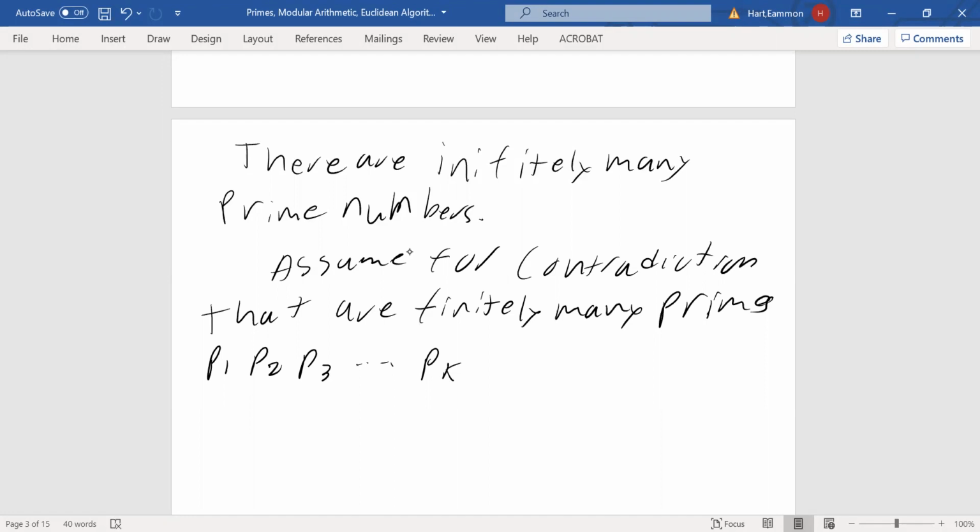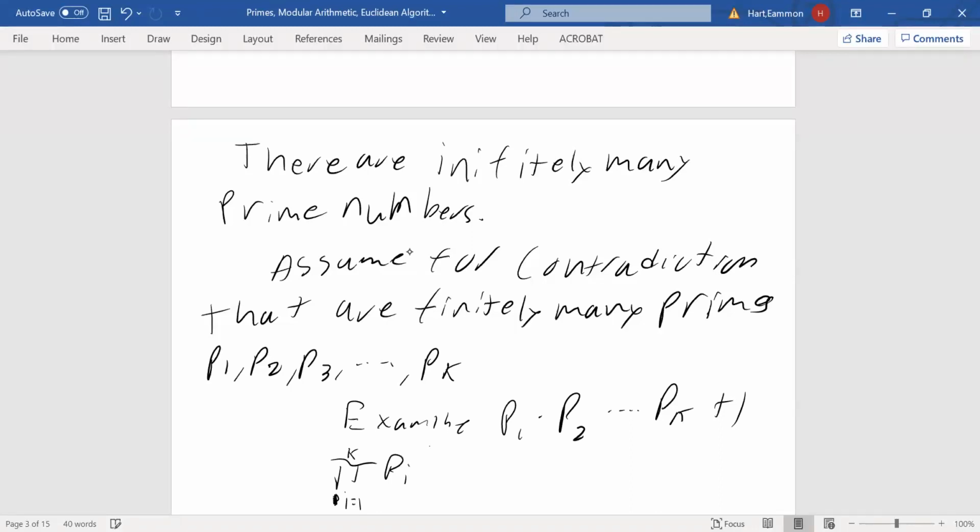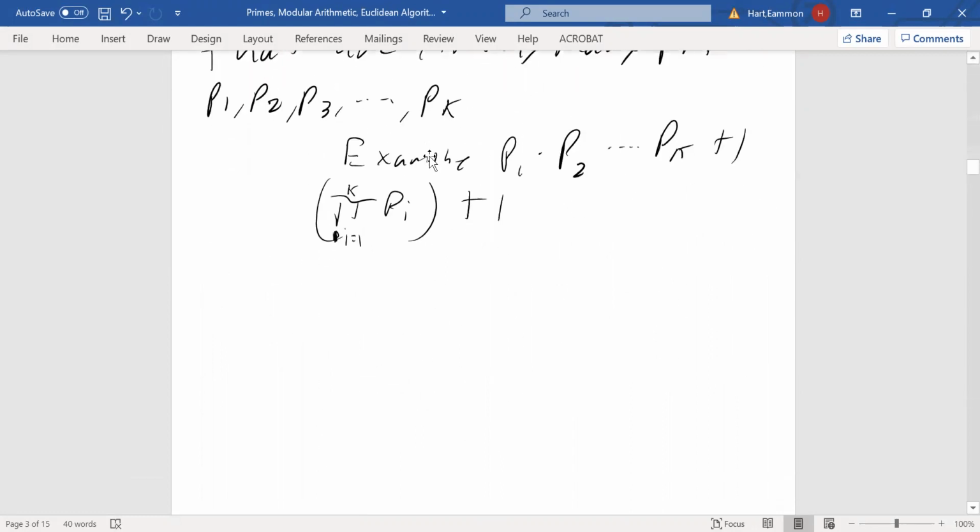Therefore, we can examine P1 times P2 times PK plus 1. We can also think of this as the product from i equals 1 to k of pi, plus 1. It's a slightly more efficient way of writing it.